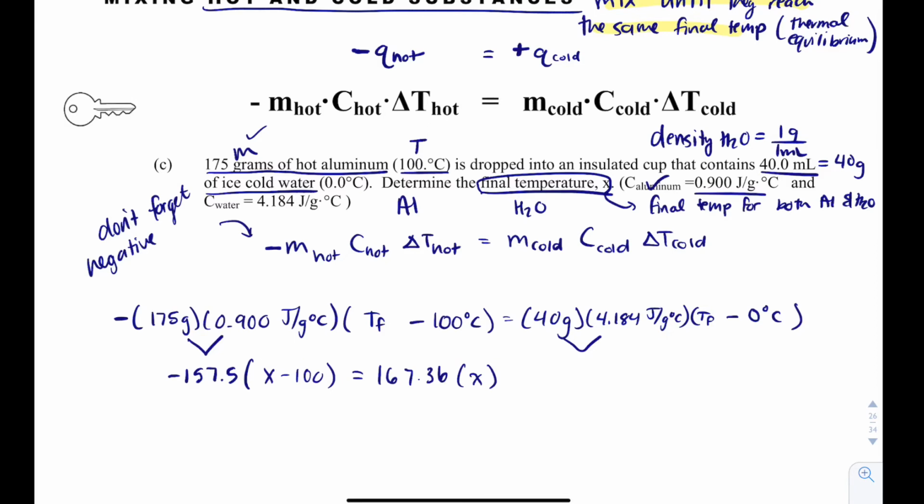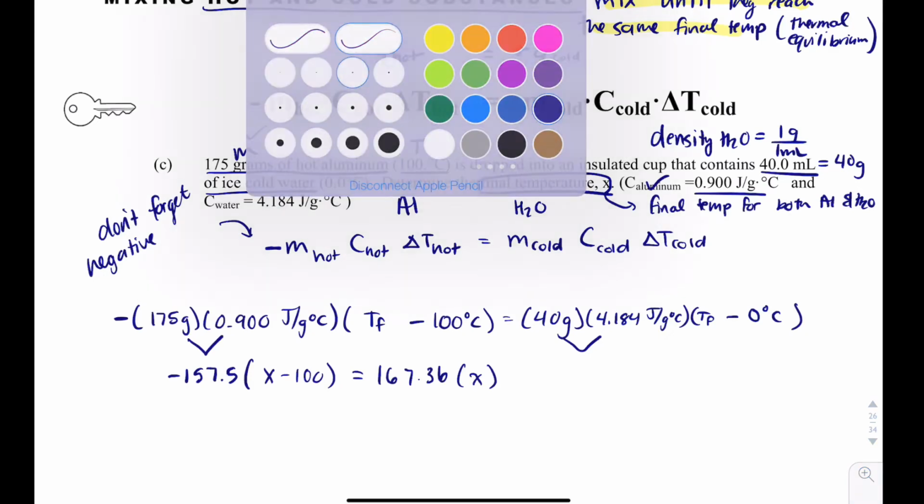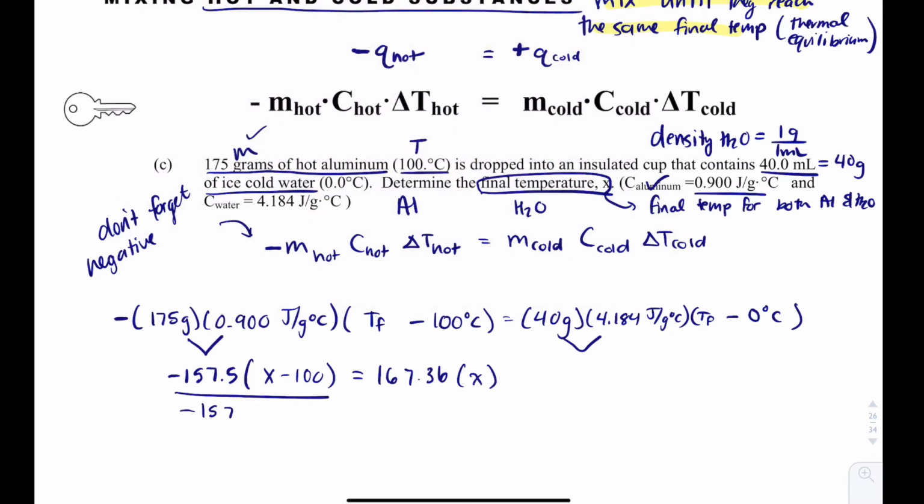Or what I see is we can just divide each side by negative 157.5. Or we could even divide each side by 167.36. Either of those methods is going to work. I tend to like dividing by negative 157.5. So I'm going to get X minus 100, because those will cancel out. That's going to equal 167.36 divided by negative 157.5.